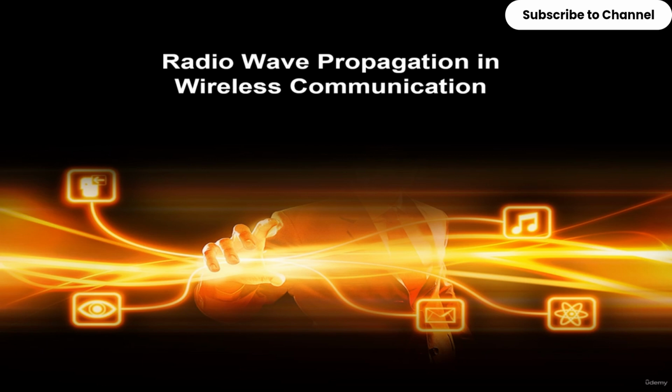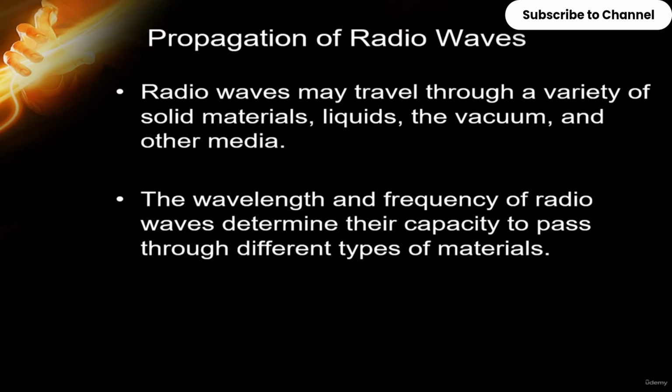So we will see the propagation of radio waves. Radio waves can propagate through solid materials, liquids, vacuum, and other media. The wavelength and the frequency of the radio waves are determined by the type of material. If it passes through liquids, the density will vary, and the frequency and amplitude will vary for the radio waves. If it is a vacuum, then the amplitude, frequency, and phase of the radio wave will be in some other manner. So the wavelength depends on the type of medium it propagates through.